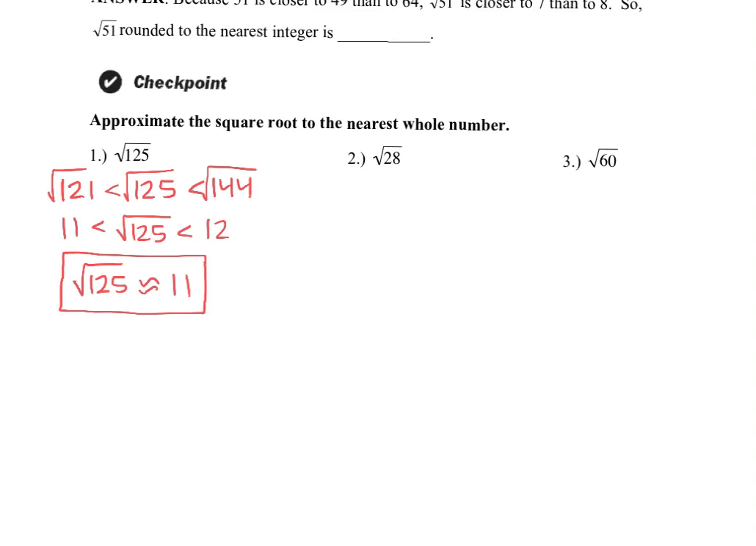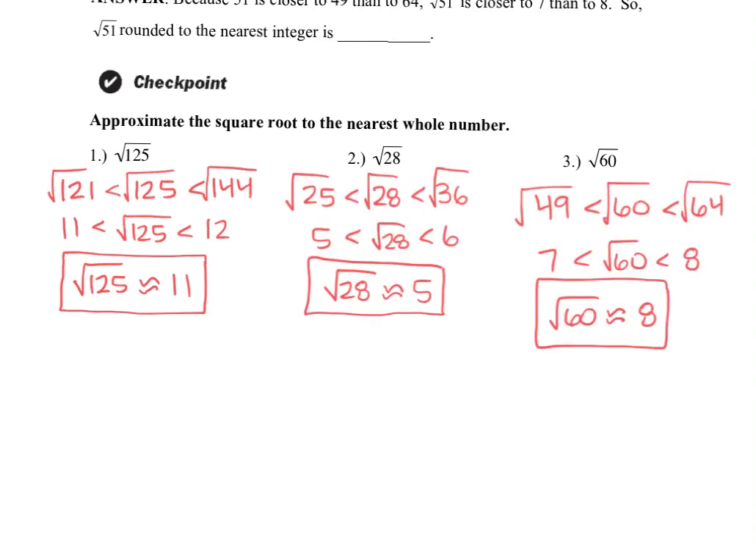All right, why don't you pause the video right now and try 2 and 3, and when you're ready to check your answers, press play again. All right, check your answers with mine. The square root of 28 would be between 5 and 6, but since 28 is closer to 25, it would be closer to 5. And the square root of 60 would fall between 7 and 8, but since 60 is closer to 64 than to 49, we know that the square root of 60 would be closer to 8 than to 7.